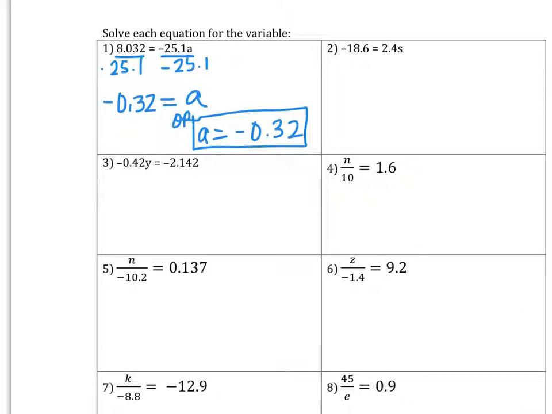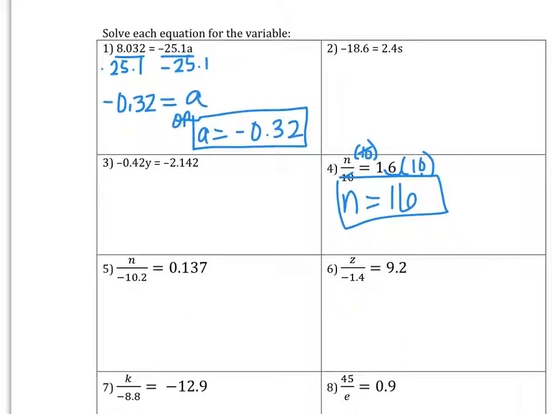Let's do number 4. Number 4, solve for our n. It's being divided by 10, so we do the opposite, which is multiply both sides by 10. N equals, let's cancel out. Whenever we're multiplying a number by 10 and we have a decimal, an easy way to remember is just move the decimal place over one place value. So n equals 16.